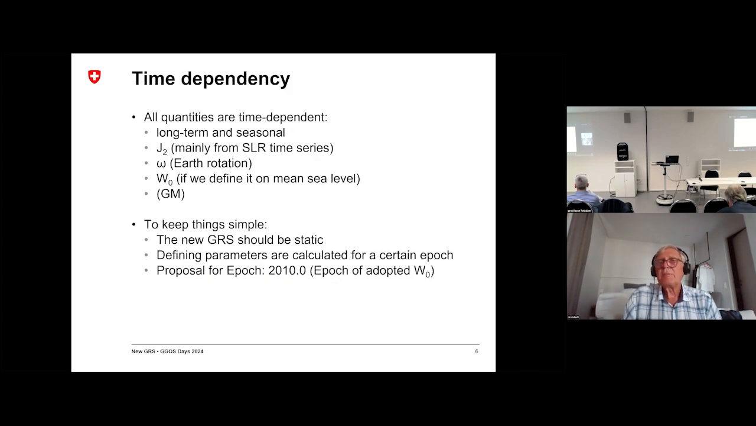Then time dependency. All quantities are time dependent. There are long-term and seasonal trends in every parameter. But to keep things simple, the new GRS should be static, and we can try to calculate the parameters for a certain epoch, or we just can declare them as conventional parameters.